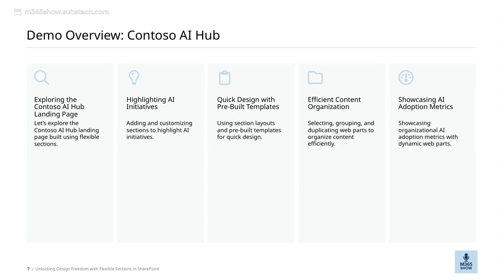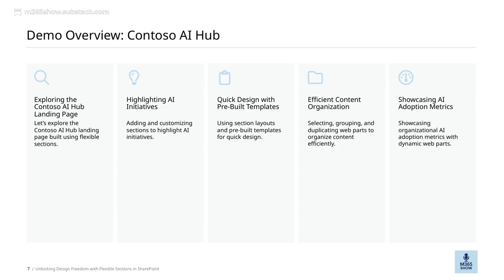Moving on, to streamline the design process, we utilize section layouts and pre-built templates. This approach lets us quickly put together a professional-looking page without starting from scratch each time. It's all about saving time while maintaining a polished appearance. Adding and customizing sections further helps us highlight specific AI initiatives. We can tailor each section to emphasize different projects or achievements, making our overall story clearer and more impactful.